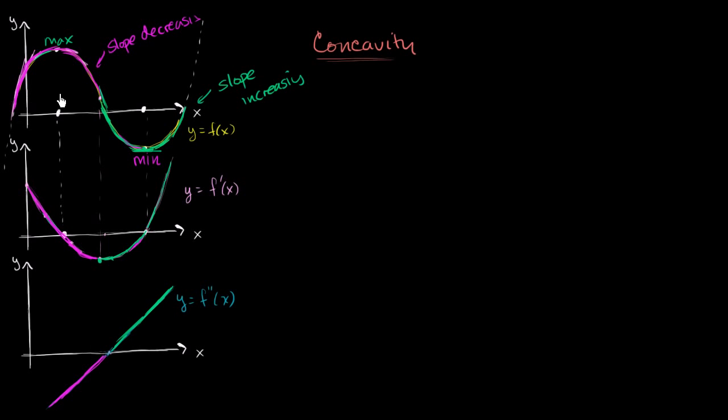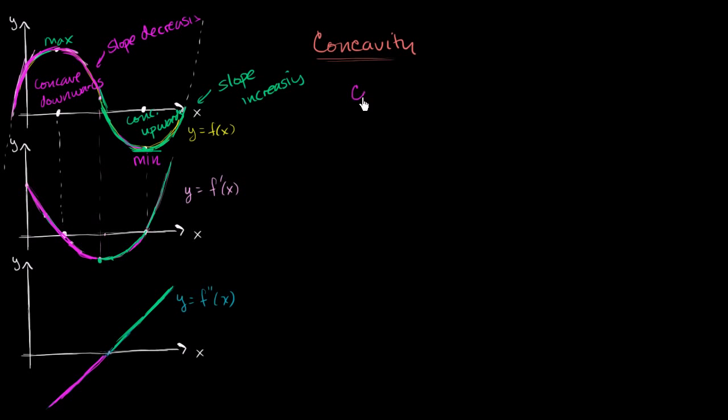And we have a word for this downward opening u and this upward opening u. We call this concave downwards. Concave downwards. Let me make this clear. Concave downwards. And we call this concave upwards. Concave upwards. So let's review how we can identify concave downward intervals and concave upwards intervals.